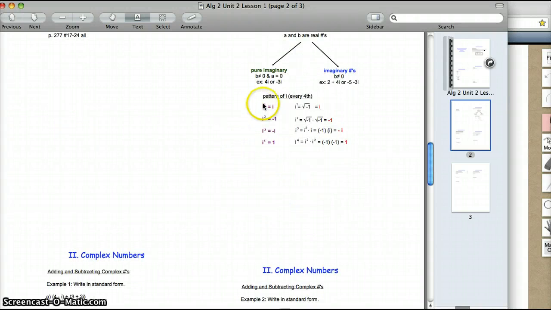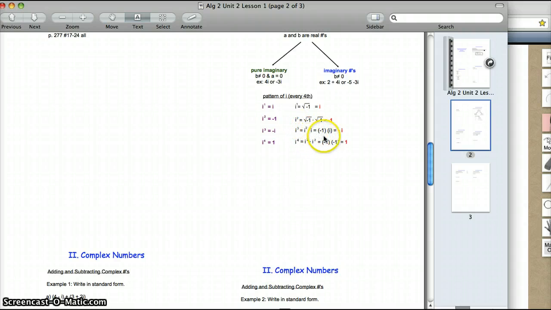Now if we go down here to patterns of i, every fourth, this talks about what happens with powers of i. So an example is i to the first equals the square root of a negative 1, which is simply i. Now, if you have i squared, you're going to have negative 1, and the reason why is because i squared is the square root of a negative 1 times the square root of a negative 1, which is simply a negative 1.